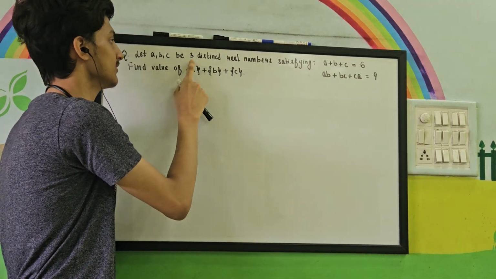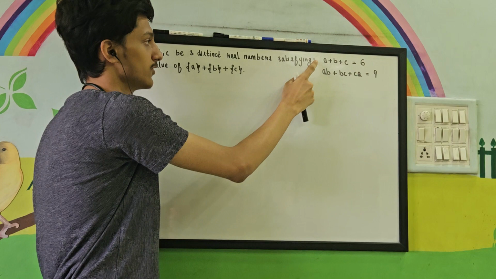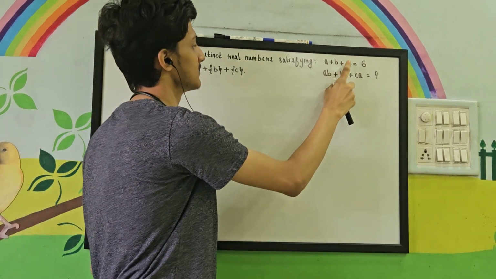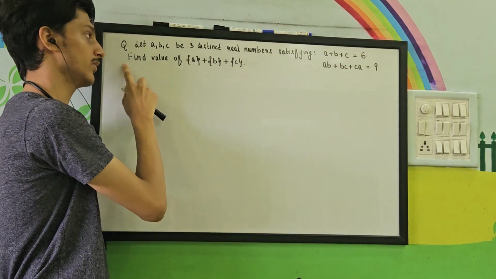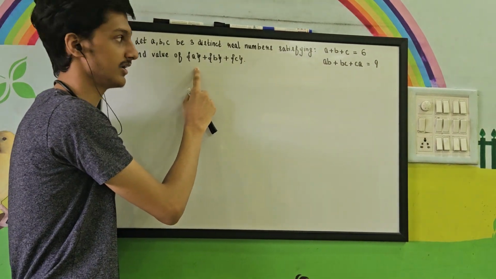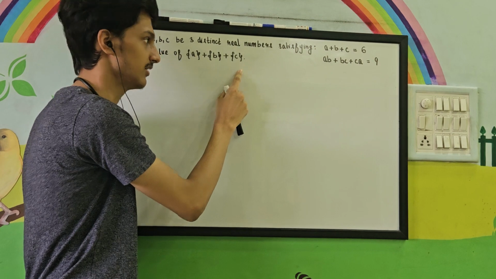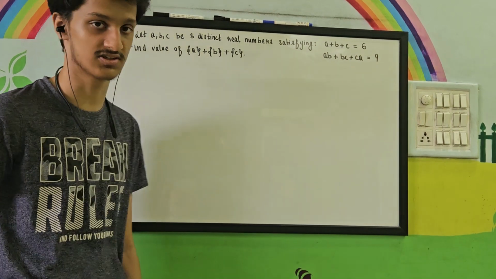Let A, B, C be three distinct real numbers satisfying the following two equalities. A plus B plus C is 6 and AB plus BC plus CA is 9. We are required to find the value of the fraction part of A plus the fraction part of B plus the fraction part of C, where these curly braces represent the fraction part.